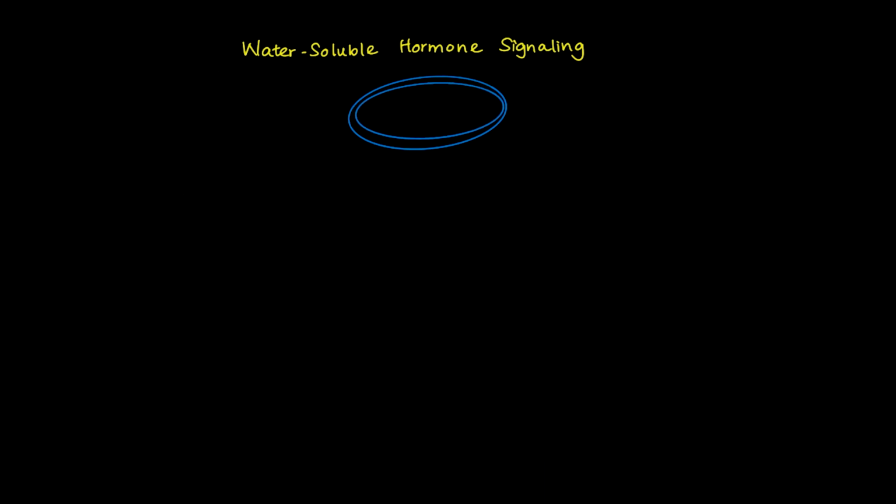This one is about how water-soluble hormones get their message across. A water-soluble hormone can't pass through the cell membrane. The membrane is made of lipids and water-soluble molecules don't dissolve in fat. So the hormone stays outside, binds to a receptor on the cell surface, and that receptor triggers an internal cascade using what's called a second messenger system.